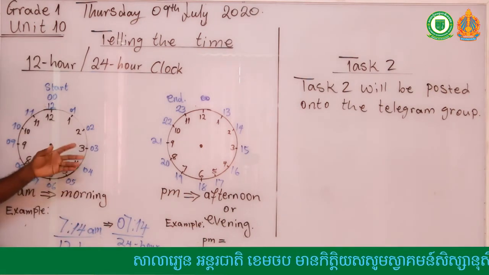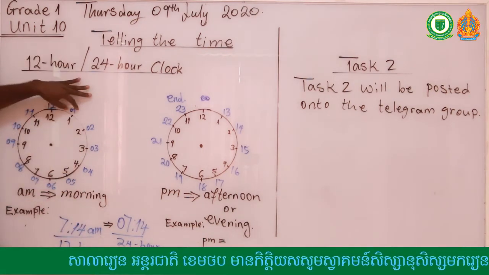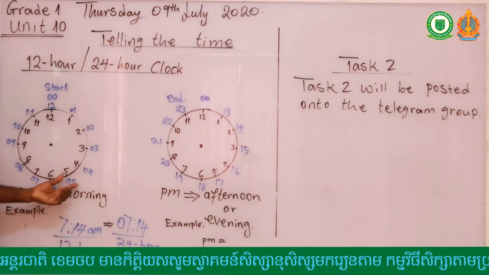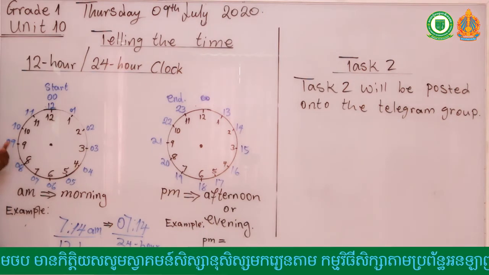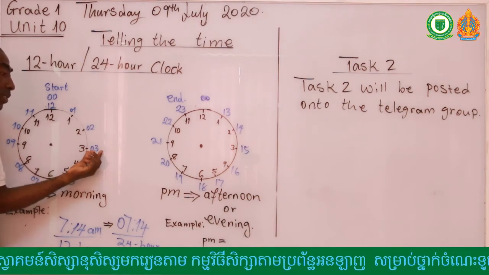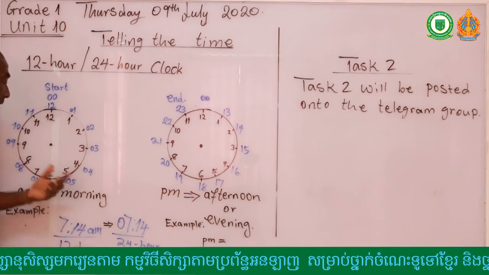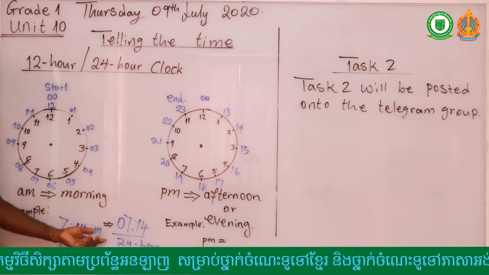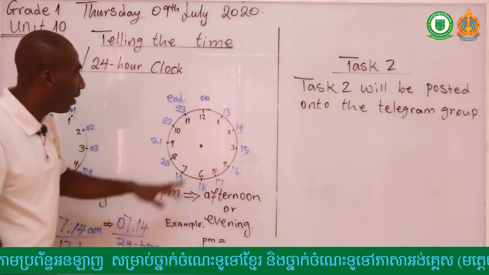So whenever you are writing your time in single digits, like 1, 2, 3, 4, 5, 6, 7, 8, up to 9, in the case of the 24 hour clock, please, you have to start with 0. The minutes will not change, but if it is a 12 hour clock, you have to add AM to that.